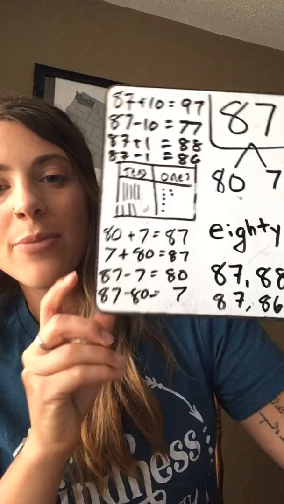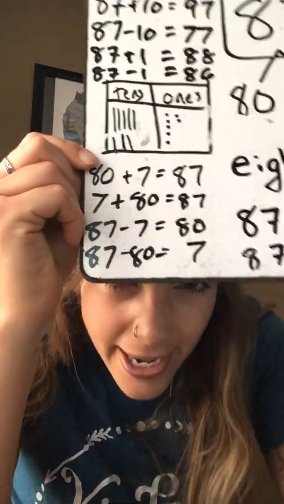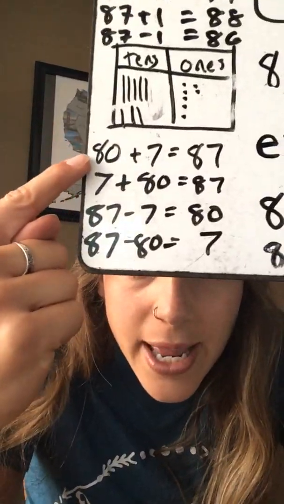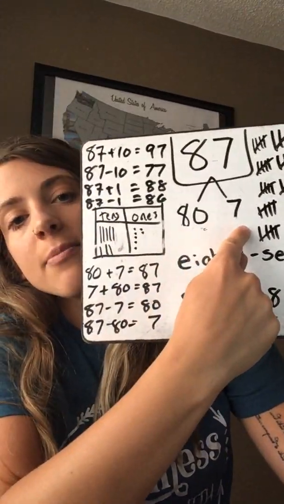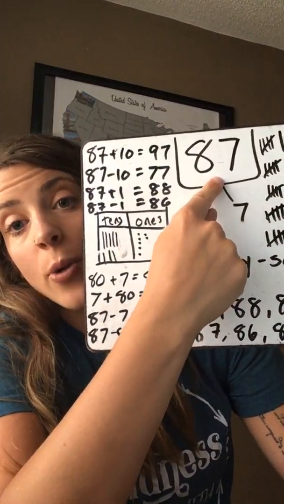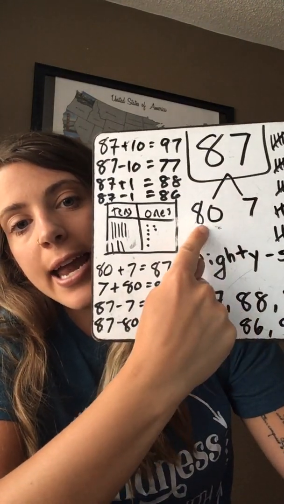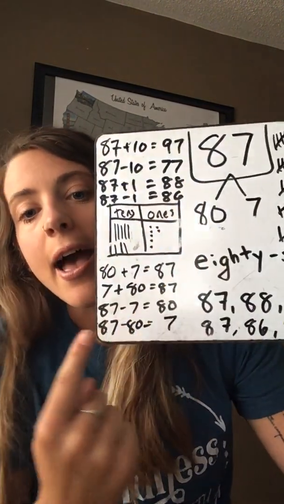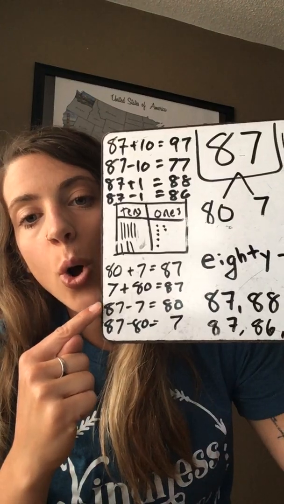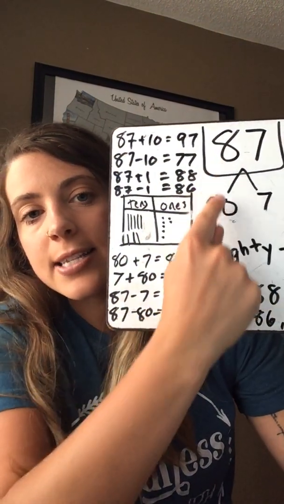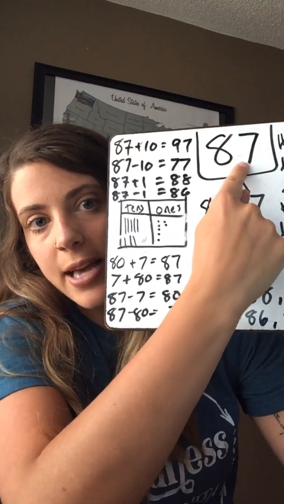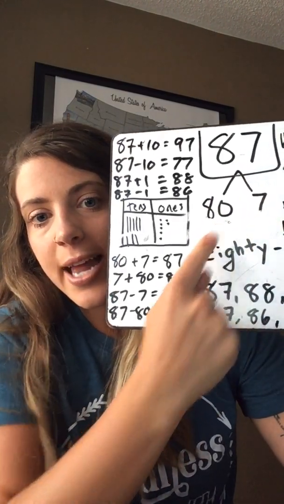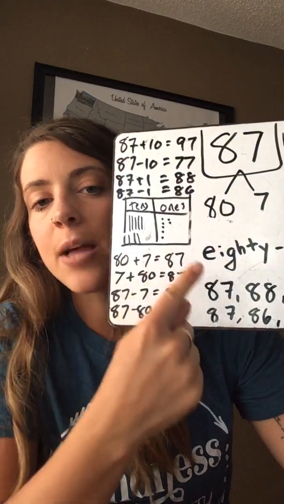And then here comes the fun part. I broke it into fact families. So I know that 80 plus 7, just like up here, 80 plus 7 makes 87. We can do the other way around. 7 plus 80 makes 87. And then if we're subtracting, we start with our whole. 87 take away 80 equals 7, or 87 take away 7 equals 80. So I wrote down all my fact families down here.